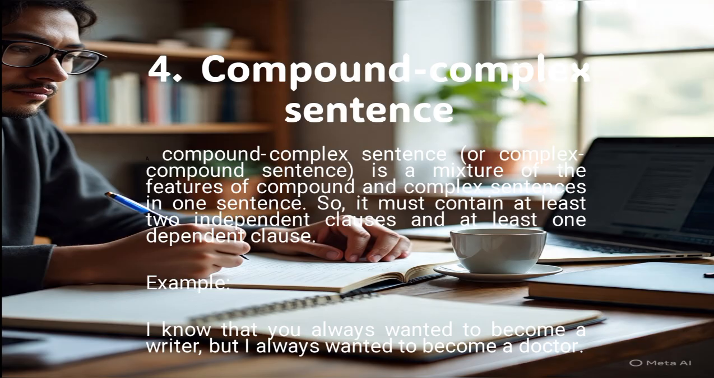4. Compound complex sentence. A compound complex sentence, or complex compound sentence, is a mixture of the features of compound and complex sentences in one sentence. So, it must contain at least 2 independent clauses and at least one dependent clause. Example. I know that you always wanted to become a writer, but I always wanted to become a doctor.